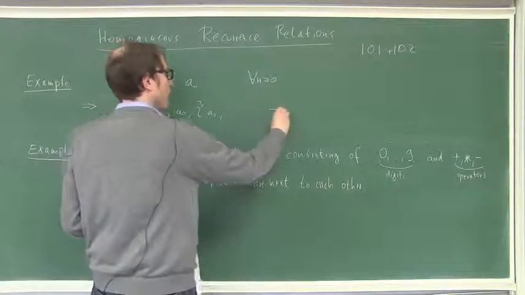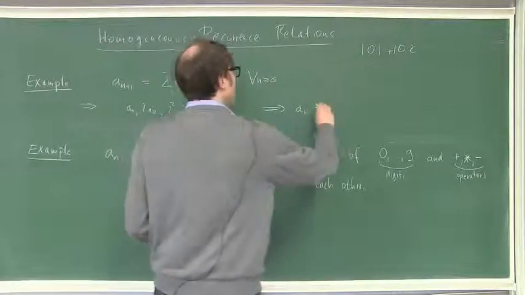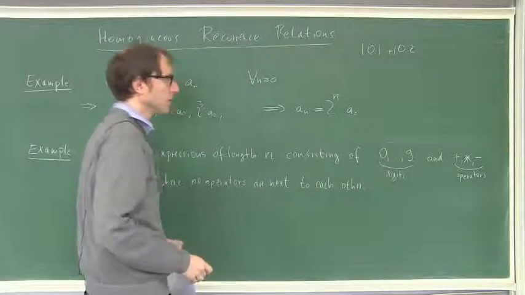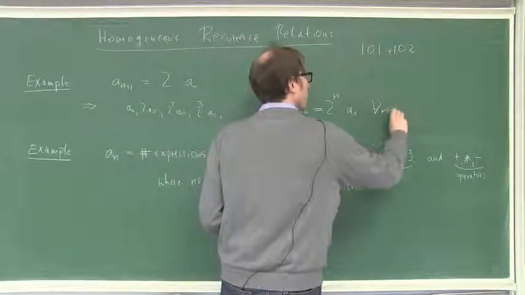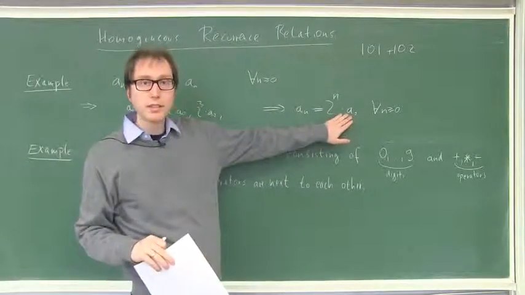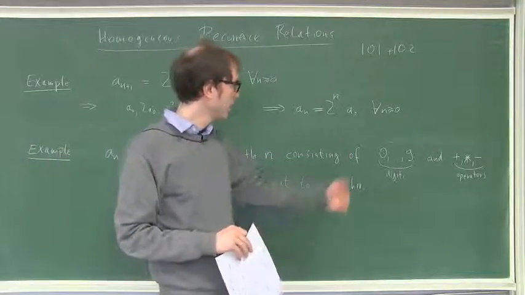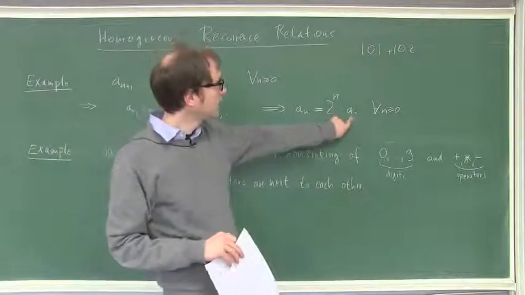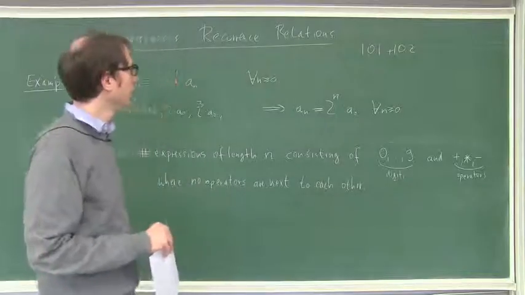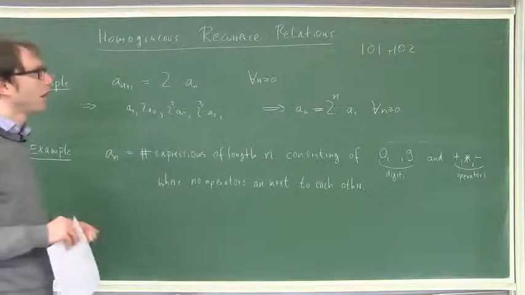That means in formulas that a_n is equal to 2 to the n times a0, and this is true for all n greater or equal than 0. This is now an explicit formula. Once you know what a0 is, the initial value of your recurrence and of your sequence, you know all the other values. This is an example of a homogeneous recurrence relation of order 1.